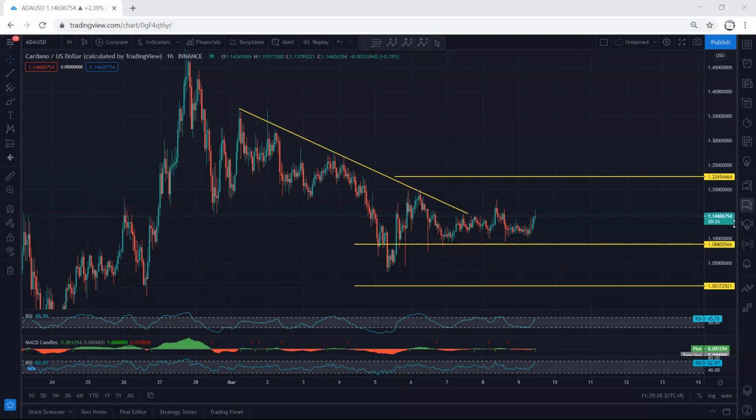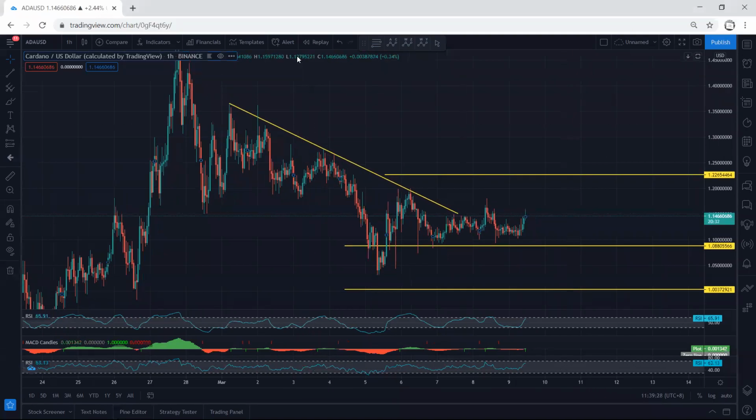ADA, we start with the 1 hour chart. For the Elliott wave analysis, when the price was here, we mentioned different possibilities. We were talking that the best option was if the price broke this low, but as we can see, the price started to be more corrective.